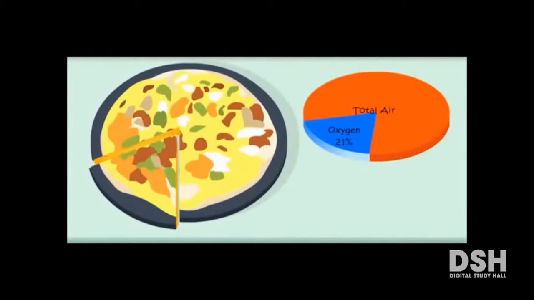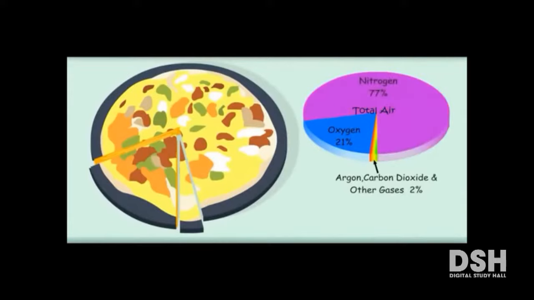It is oxygen. Oh, the oxygen which we breathe. Yes, now let me cut one more part. Oh, it is very small, very tiny. Which gas is this? These are many gases like argon, carbon dioxide. Now, so much pizza is left. Which air is it? It is nitrogen. 77% of air in the atmosphere is nitrogen.